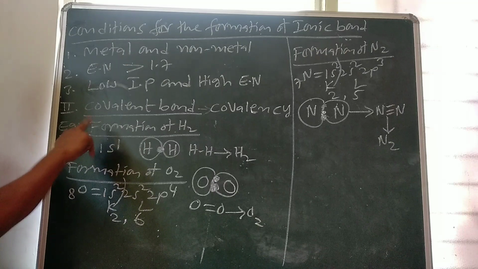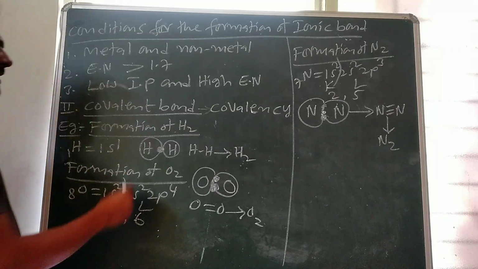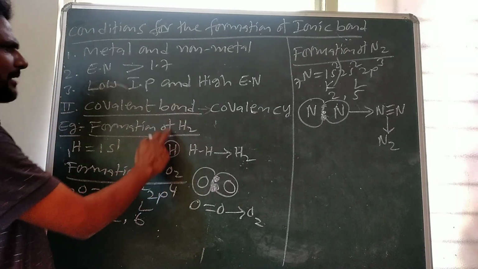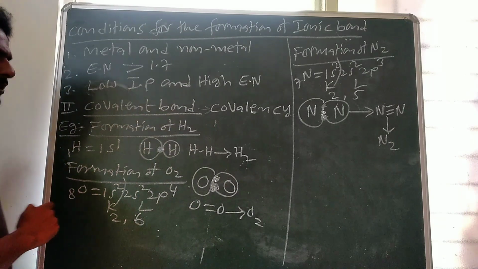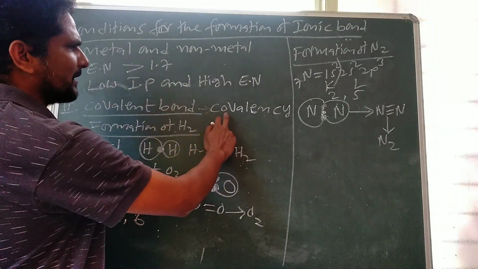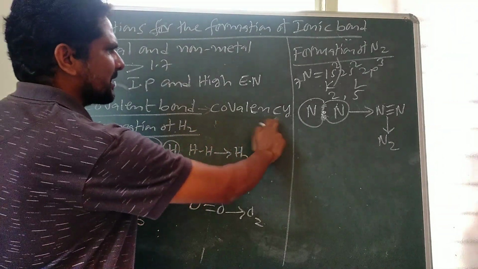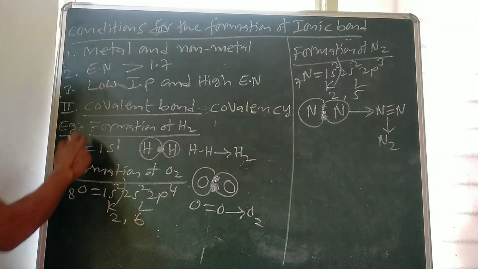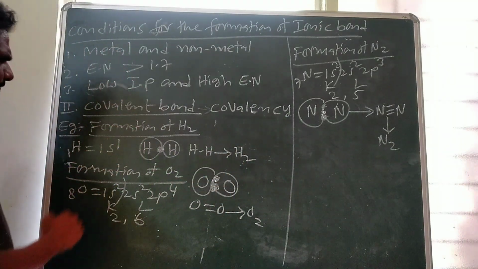Second type, covalent bond. The sharing of electrons between 2 bonded atoms is called a covalent bond. The number of electrons that can participate in covalent bond formation is called covalency. So, examples for covalent compounds.